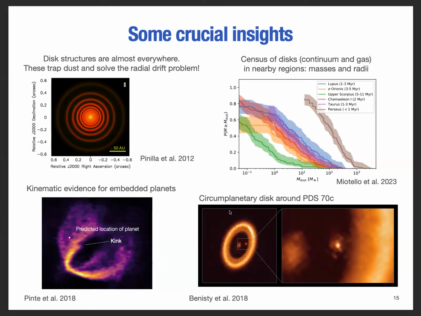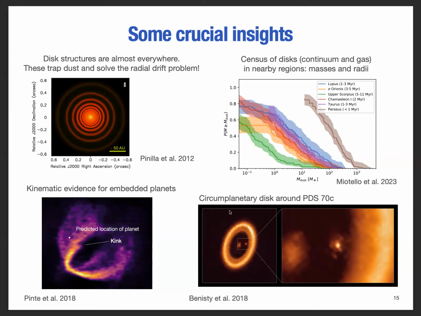And you can see that all disks are more massive than 10 Earth masses. And the green line here, this is Upper Scorpius. This is the oldest of the regions in here. And these disks are less massive than in Perseus. You can really see the effect of time evolution in the mass of disks. And also, I won't go into a lot of details, but ALMA has also produced a lot of indirect evidence for the presence of planets.